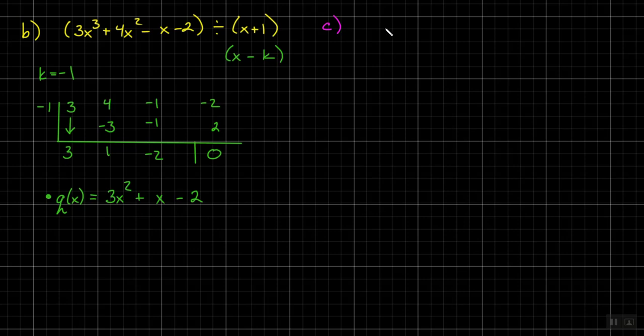Okay, here it is. I want us to determine what is 2x squared, I'm going to write it a little bit differently, plus 5x plus 3, divided by 2x plus 3.